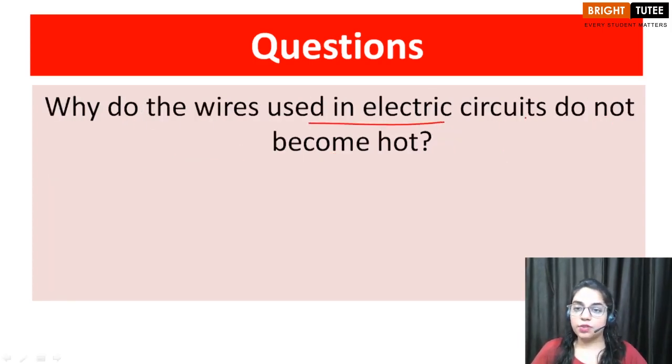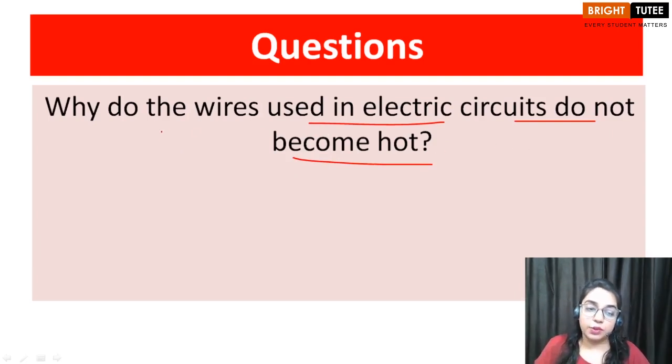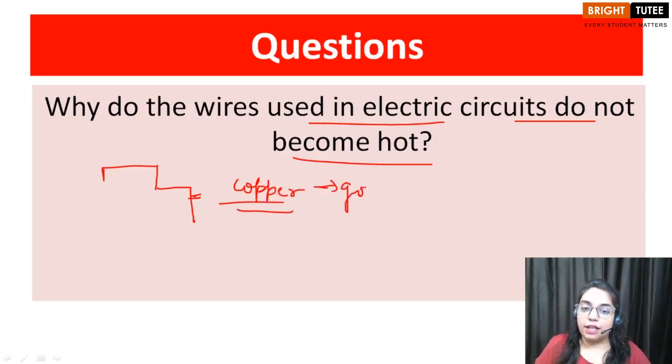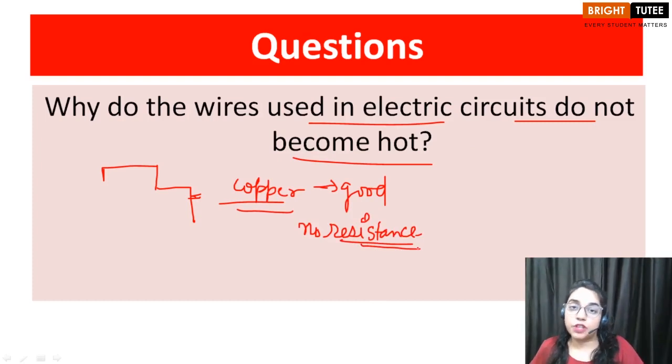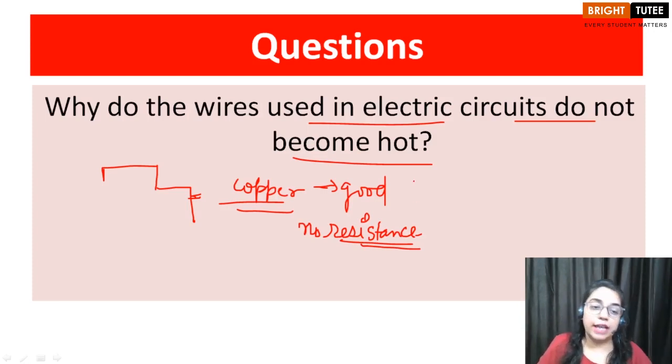Why do the wires used in electric circuits not become hot? So children, we have been doing so many activities and experiments, yet the copper wires or connecting wires that we use to make the circuit do not become hot. The reason behind this, children, is that copper is a good conductor of electricity, and it offers almost no resistance to the flow of current. What is resistance? Resistance means obstruction. Since copper is a good conductor, it won't offer any obstruction to the flow of current, and current will flow very nicely through this wire without producing any heating effect.